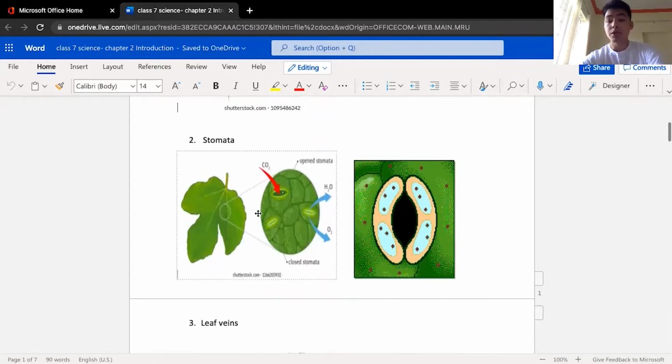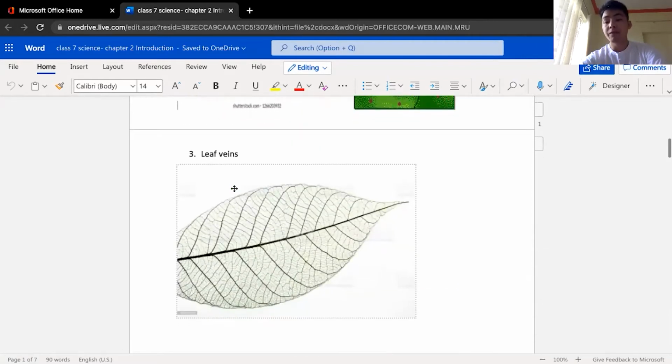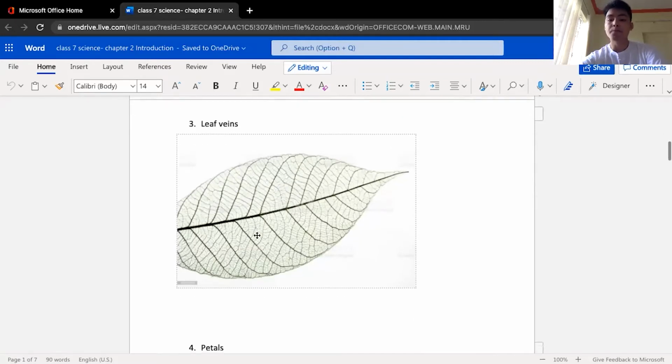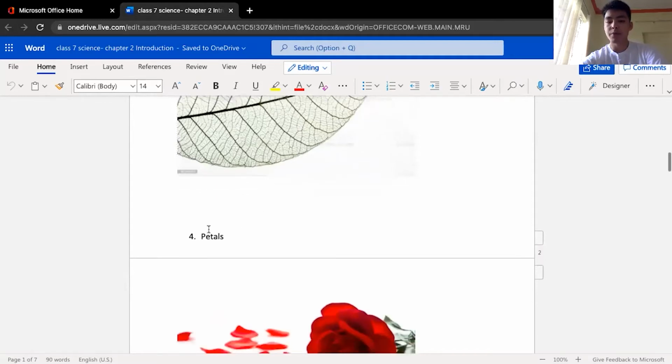What do we mean by stomata? Stomata are small pores or openings present on the surface of the leaf, through which the leaf takes in carbon dioxide. The next option is leaf veins. This is a typical leaf, and these are the leaf veins, through which water is transported up and down, or food can be transported up and down.